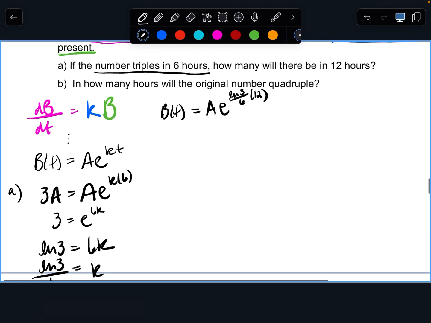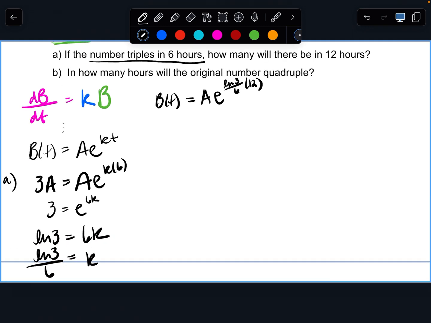Oh, because I did it with hours to start with, and it's still hours with both of them, so I don't need to. Because I solve for K using hour units, so I don't need to worry about it. That would be mean though, wouldn't it, if they changed it?